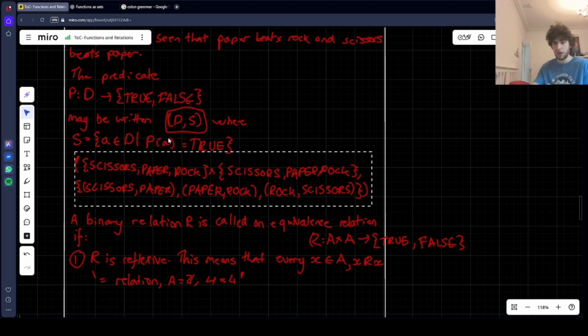Because 4 is equal to 4, 5 is equal to 5, so on and so forth. So that's what it means to be reflexive. And then we also have two other notions. The second notion is that it's symmetric. So R is symmetric. What does that mean?